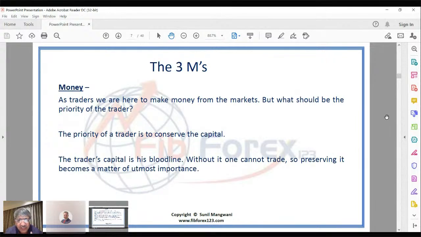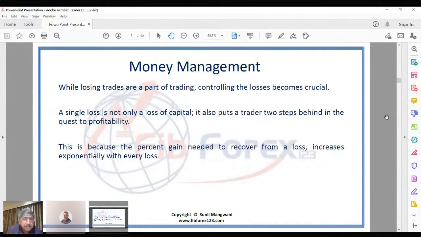Let's start with money. This is what we're here to talk about, right? So, as traders, obviously, we are here to make money from the markets. But what should your priority be as a trader? Your priority as a trader is to conserve your capital. I always say that as a trader, your first job is that of a money manager. Second, you're a trader. Because the simple fact is that your capital is your bloodline. Obviously, without it, you cannot trade. So, preserving your capital becomes a matter of utmost importance.